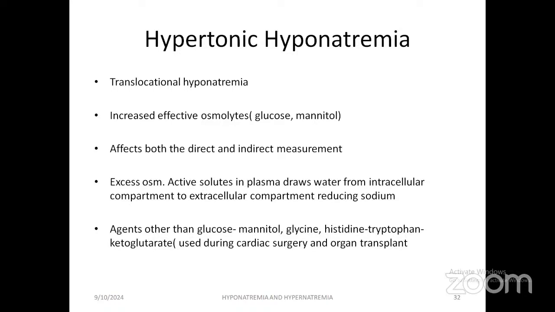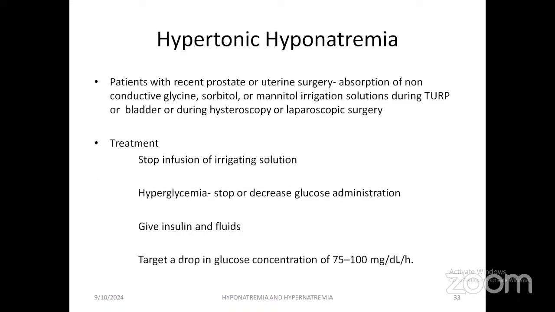Coming to hypertonic hyponatremia, this is also called translocational hyponatremia. There are increased effective osmolytes like glucose and mannitol. They affect both the direct and indirect measurement of sodium. Excess of osmotically active solutes in plasma draws water from the intracellular compartment to the extracellular compartment, reducing sodium levels. Agents other than glucose are mannitol, glycine, and the histidine, tryptophan, ketoglutarate combination that is used during cardiac surgery or organ transplants.